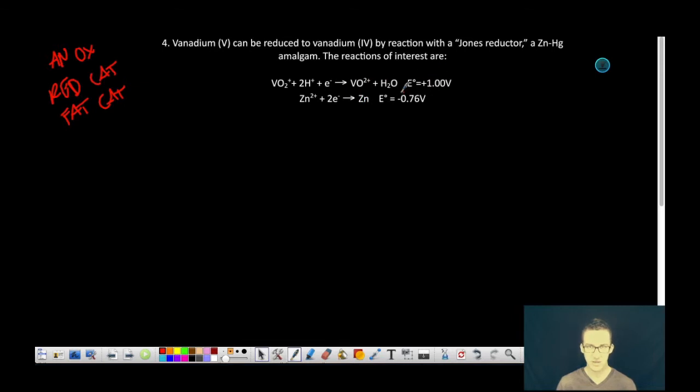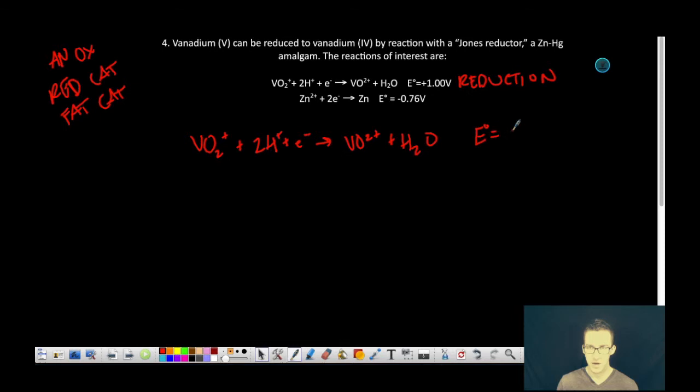So first things first, remember you're going to be given reduction half reactions. You have to examine the reduction potentials to determine which one is going to be your actual reduction half reaction, and then from there determine what the oxidation half reaction will be. The one that's most positive in this case is the first one, so this will be our reduction half reaction. I'm just going to rewrite that. Again, the hydrogen ions indicate this is taking place in acidic conditions, and our reduction potential is positive 1.00 volts.